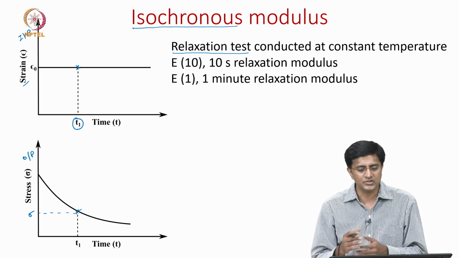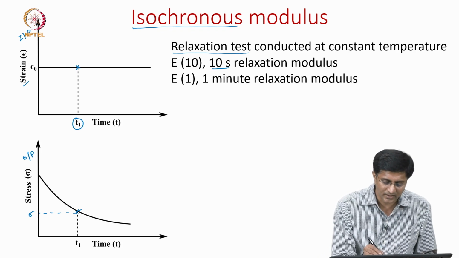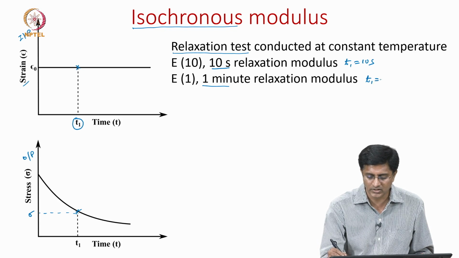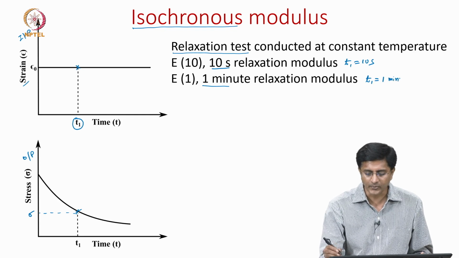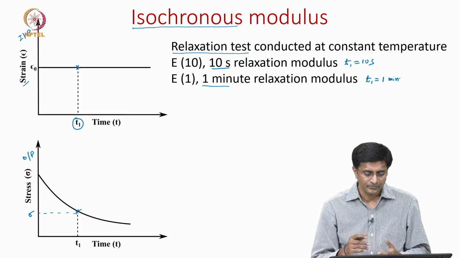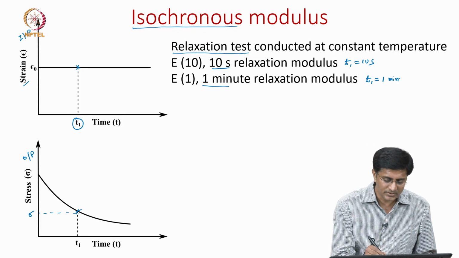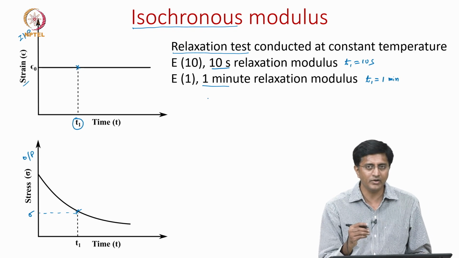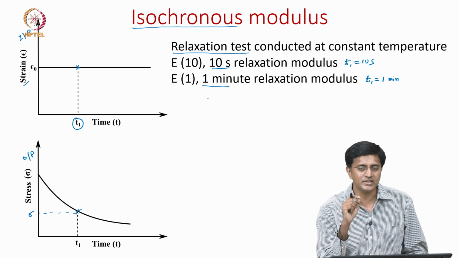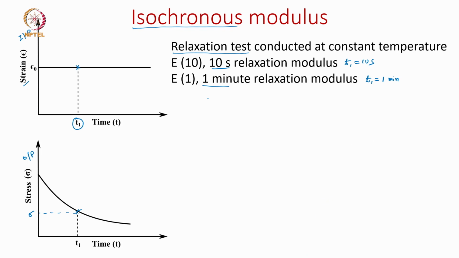Depending on applications, people have used a 10-second relaxation modulus, meaning they have taken T1 equals 10 seconds, and people have also talked about a 1 minute relaxation modulus, meaning T1 is taken as 1 minute, and other possibilities also can be tried. But essentially what we are saying is, the moment I say whether something is E10 or E1, we are only discussing a single value, because at a particular instant you only have a single value of stress and a single value of strain.